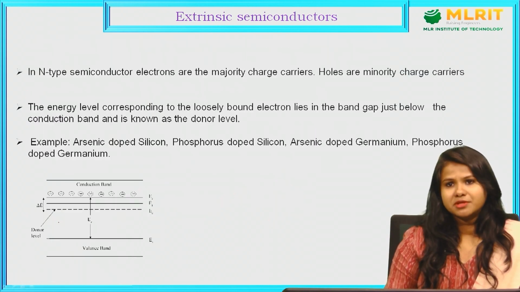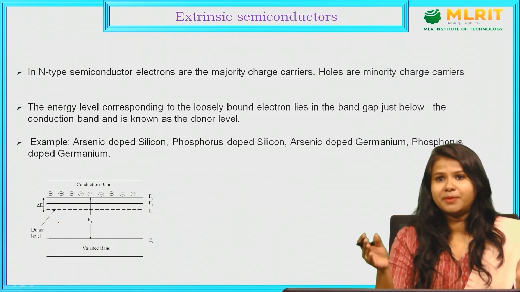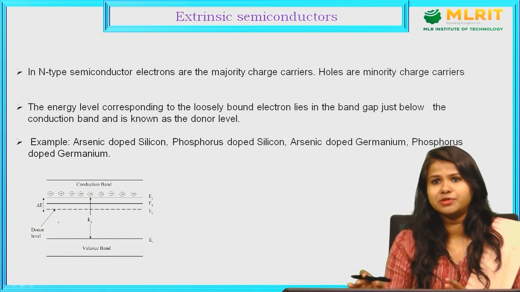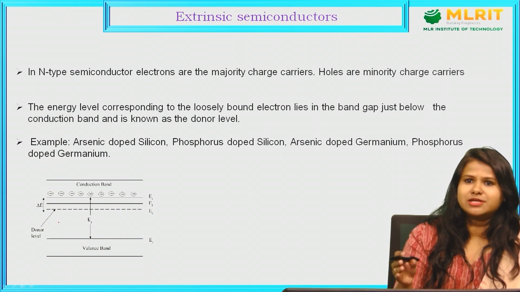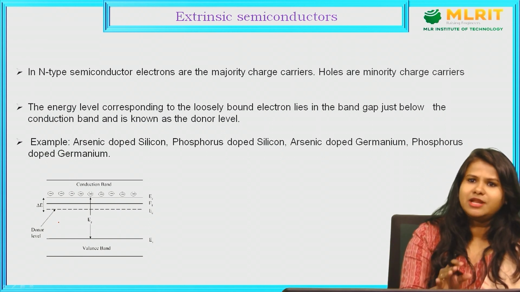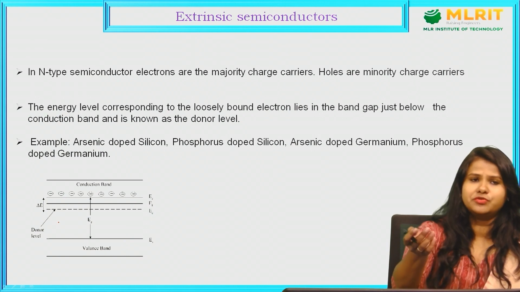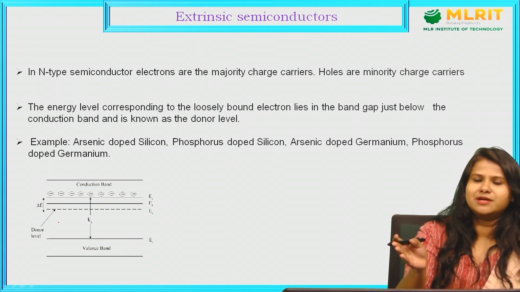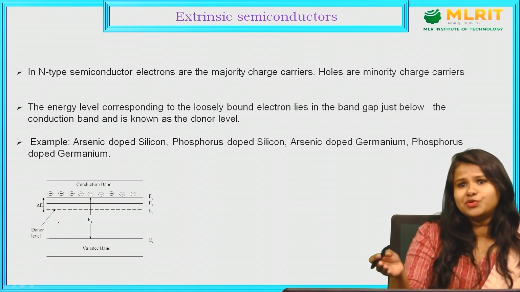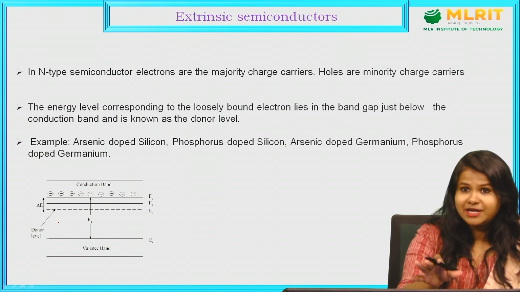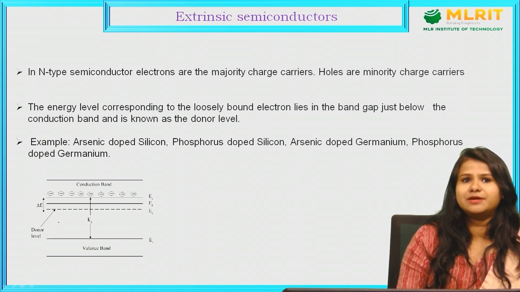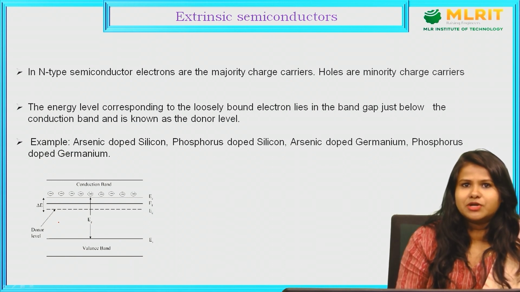So, in this element the number of free electrons will be equal to the number of phosphorus atoms. These free electrons will act as the majority charge carriers in the n-type semiconductor. So, the first point is that in the n-type semiconductor, electrons are the majority charge carriers. A few holes will be there. So, holes will be the minority charge carriers in this extrinsic semiconductor, which is n-type. Then the energy level corresponding to loosely bound electrons lies in the band gap just below the conduction band.